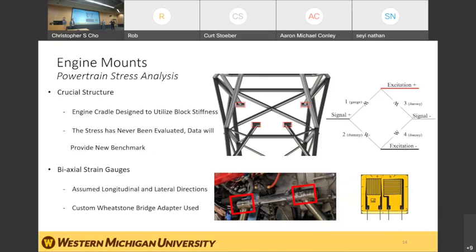To validate the stress that was actually seen through each engine mount, biaxial strain gauges were attached onto the mounts in the longitudinal and latitudinal direction. These strain gauges were read individually using a custom Wheatstone bridge adapter. As one gauge represents only one leg of the Wheatstone bridge, 3 additional resistors were used to create a full bridge unit that the DAQ system could actually understand.